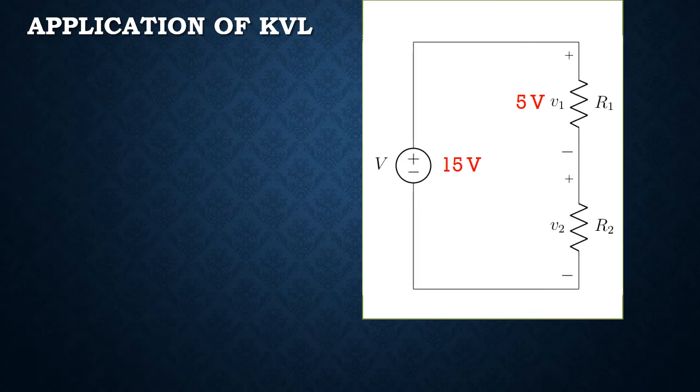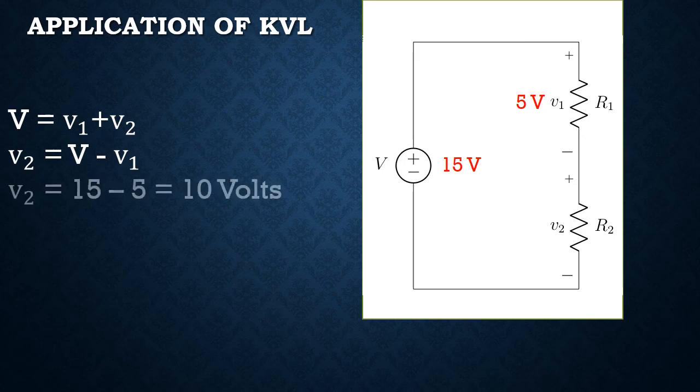So here's an example of how Kirchhoff's voltage law can be used to find an unknown voltage. If we have a source with a voltage of 15 volts and we know that the voltage across one of the resistors is 5 volts, then we can use this equation, capital V equals V1 plus V2, to solve for V2. We see that V2 is going to equal capital V minus V1, and we can then insert the numerical values and find that V2 is going to be 10 volts.